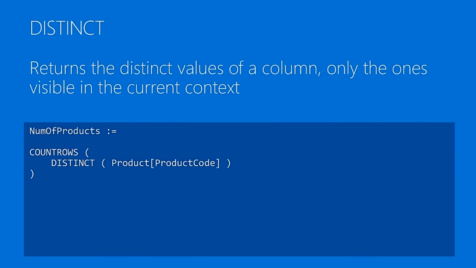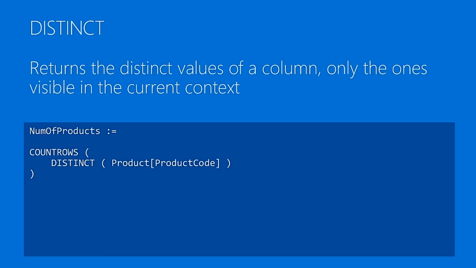There is another function, which is called DISTINCT. DISTINCT is very similar to ALL. It returns all the distinct values of the column you pass as a parameter, and it looks very similar to ALL. The difference between DISTINCT and ALL is that ALL ignores any filter, whereas DISTINCT obeys any filter.